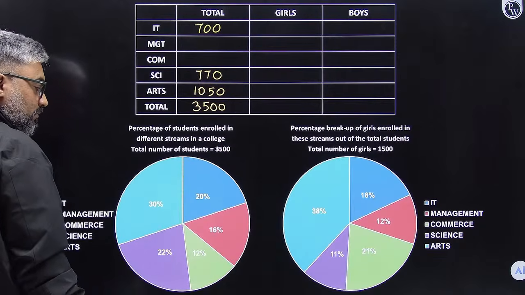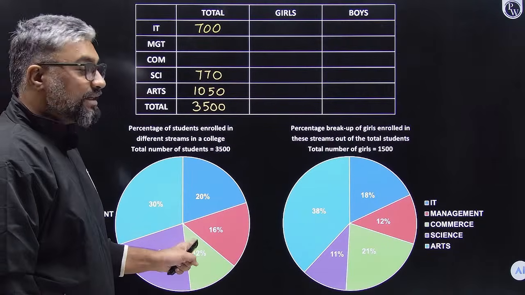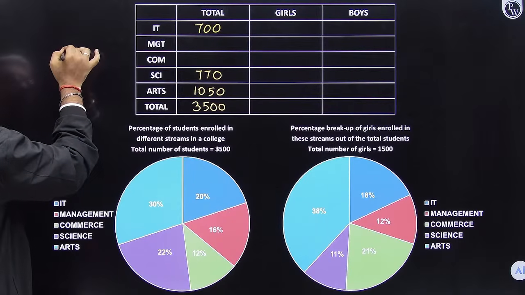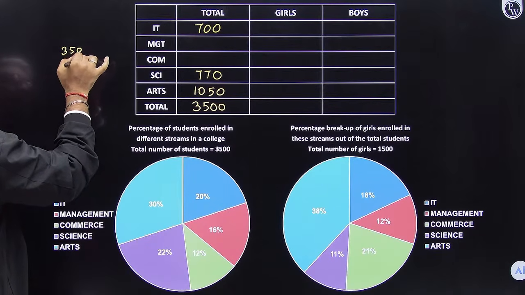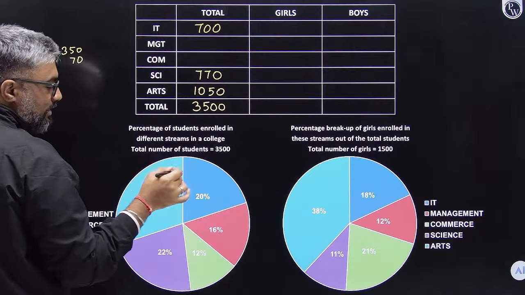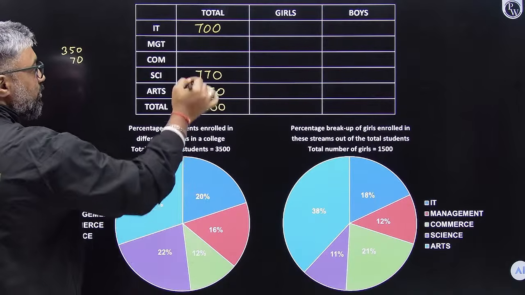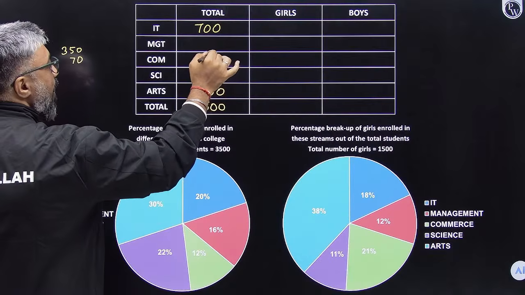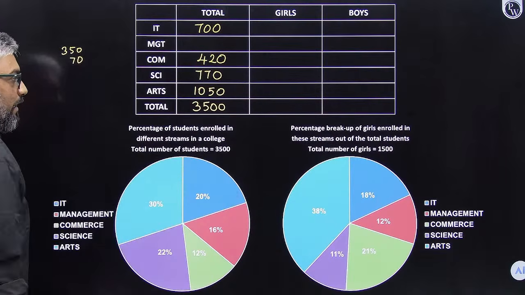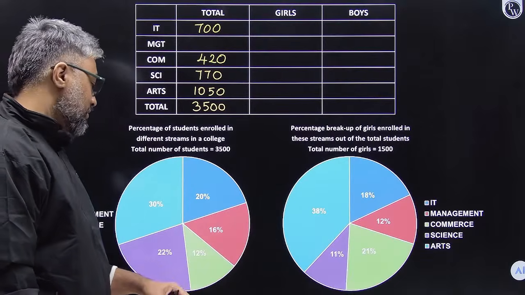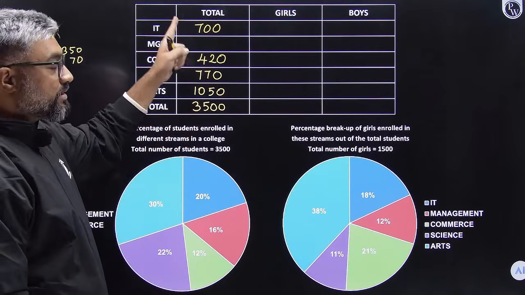Same way, 10% and 2%. So 10% would be what? 350. 2% is 70, adding up to 420. So 12%, which is green, that's commerce, is going to be how much? 420. And the remaining would be management. You can either directly calculate with 16% or you can subtract from 3,500.